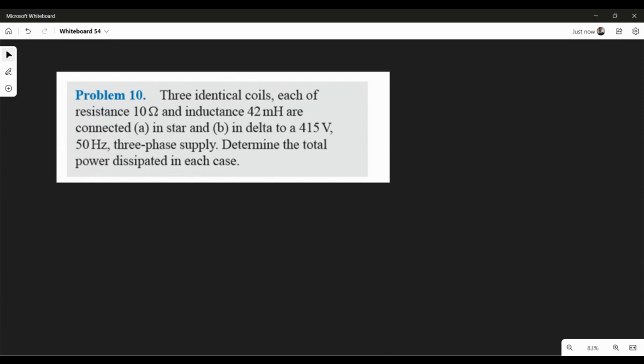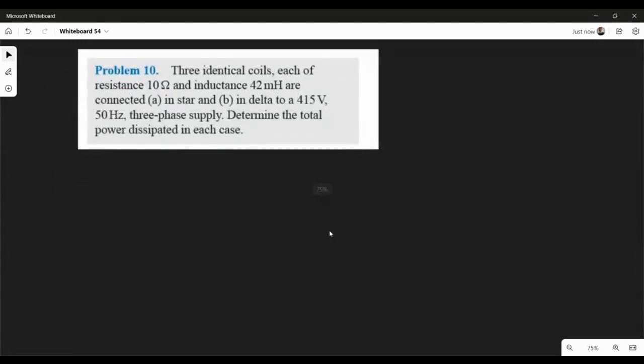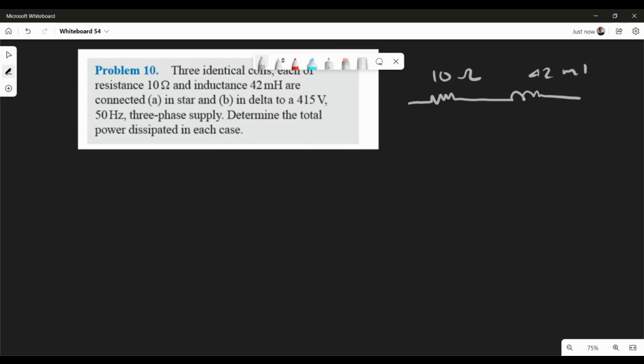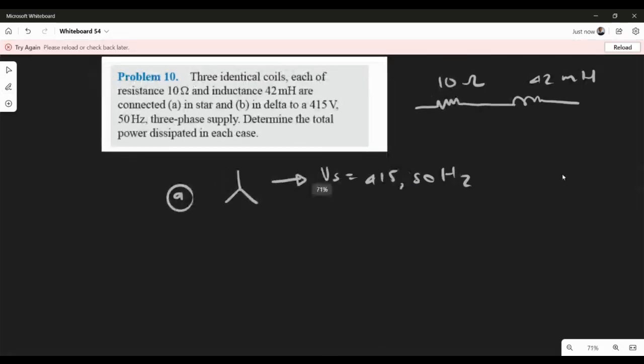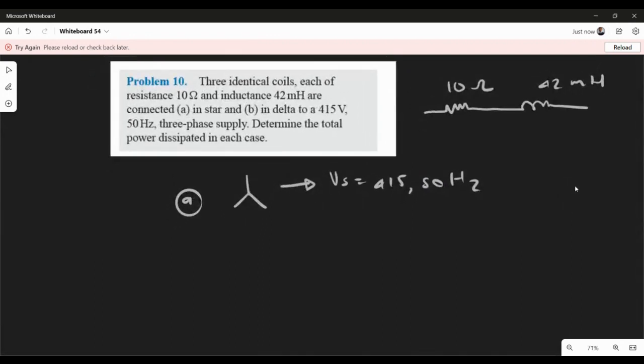Okay, I'm sure you guys can see this. Obviously I'm not going to solve it the way they do, we're going to solve it our way. Like I said, it's a warm up, and I'd appreciate it if you could do it. Basically we have 3 identical coils, each a resistor and an inductor: 10 ohms and 42 millihenry. The first connection is in star, supplied by a 415 volt, 50 hertz source. 3 identical coils, typically identical for a balanced load. What they want is the power dissipated.